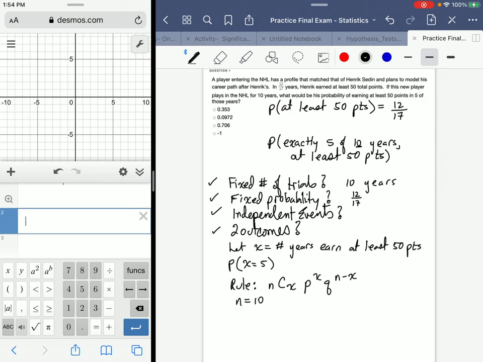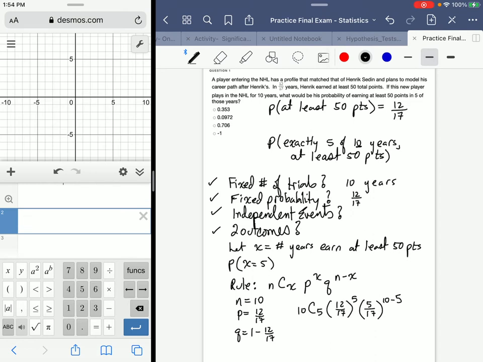In this case, n is 10. P is the probability of success, and Q is the probability of failure, which is 1 minus the probability of success. So this would become 10 C 5, 12 over 17 to the 5th power, then 5 over 17 to the 10 minus 5 power. You can crunch that in Desmos if you want.